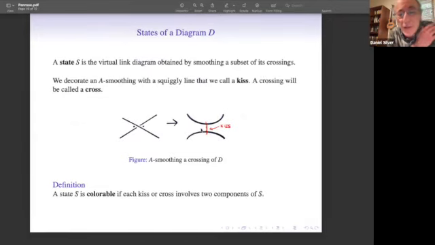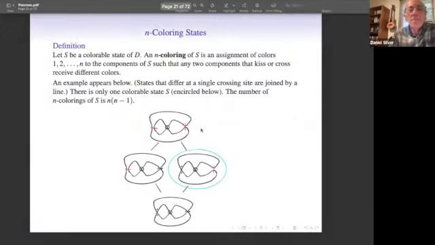So here comes a very important definition. A state S is colorable if each kiss or cross that you see involves two different components of that state. Or said another way, no component kisses itself or crosses itself. That sounds awful, but that's one way to say it. Okay, and once we have a colorable state, it makes sense to talk about coloring. So if I have a colorable state S, an n-coloring is an assignment of colors 1 through n to the components of that state, such that any two components that kiss or cross will receive different colors.